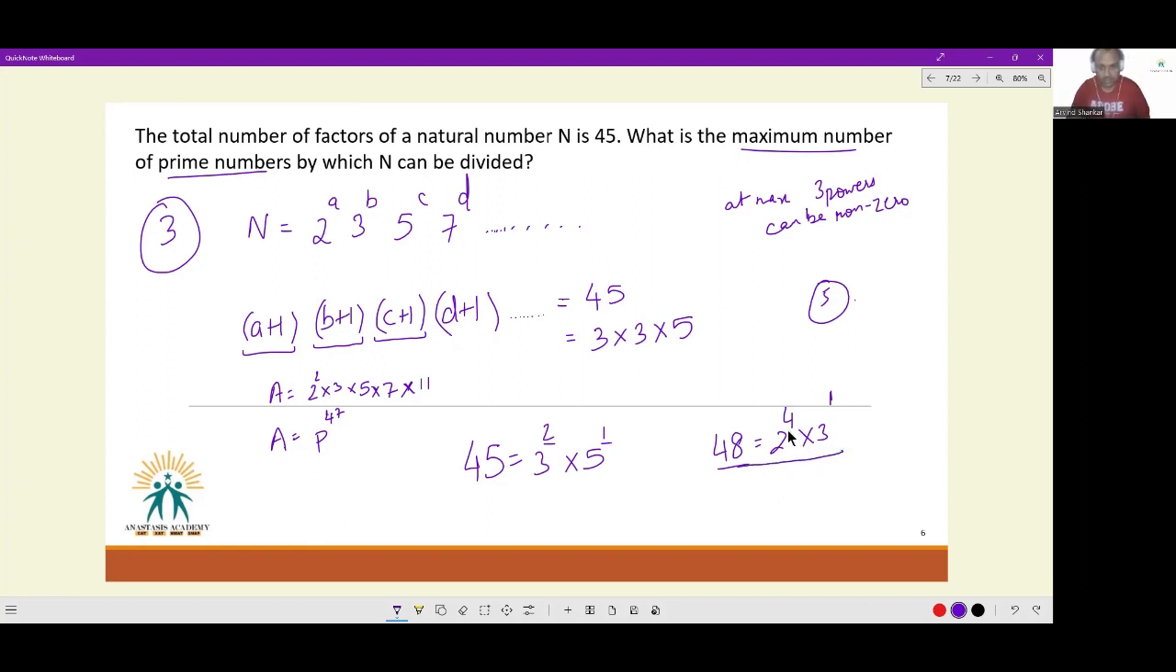You prime factorize it, and whatever is the summation of their powers, you get that as your answer for such questions. I don't know if all the ideas are becoming clearer or not, but hopefully you are learning something, because this is the way number system is so logically intricately linked with everything else.